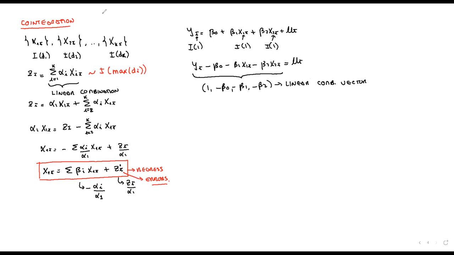What is really interesting, guys, is the presence of cointegration. If there exists a linear combination vector such that mu_t, so this error here, becomes I(0), so it becomes stationary, then this linear combination has a special name. It's called the cointegration vector.